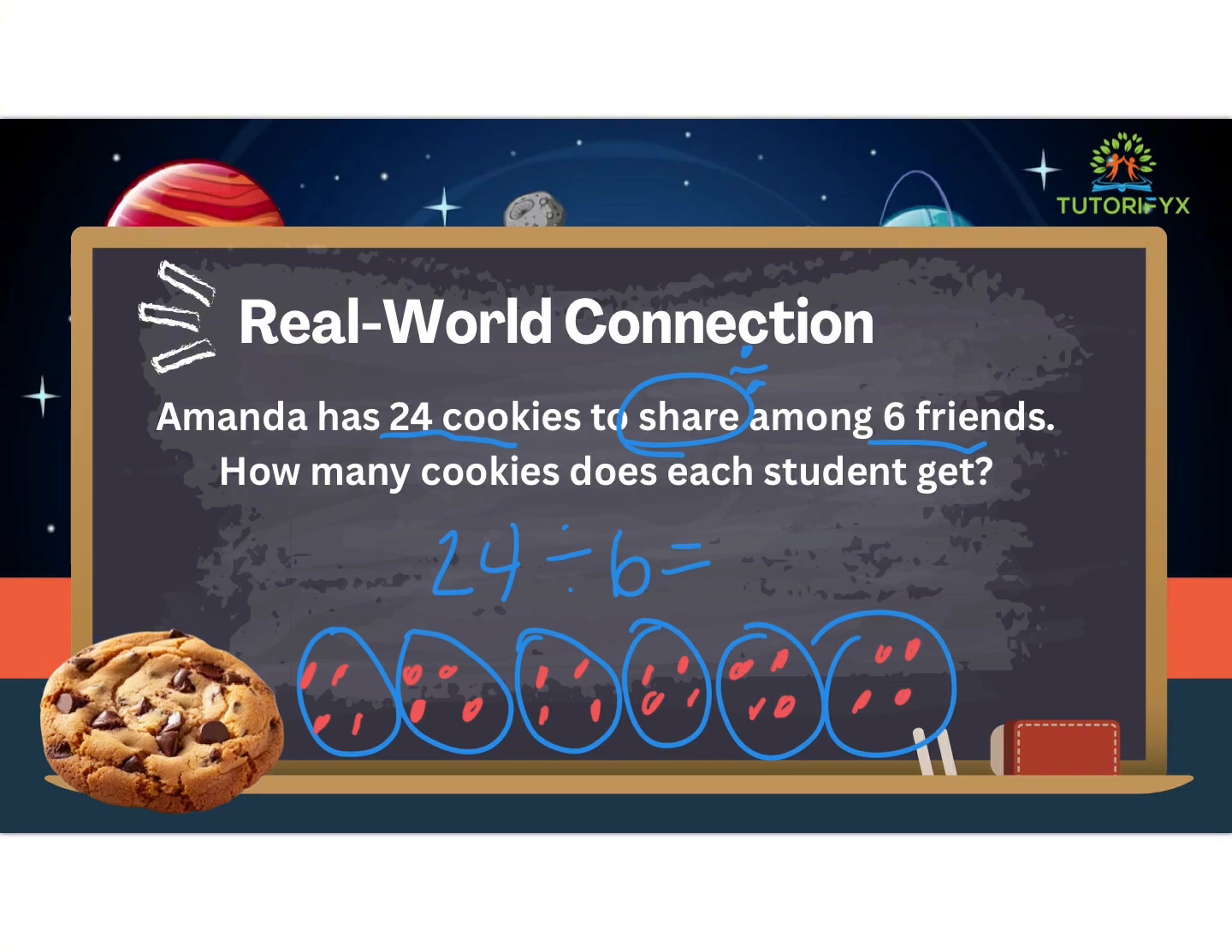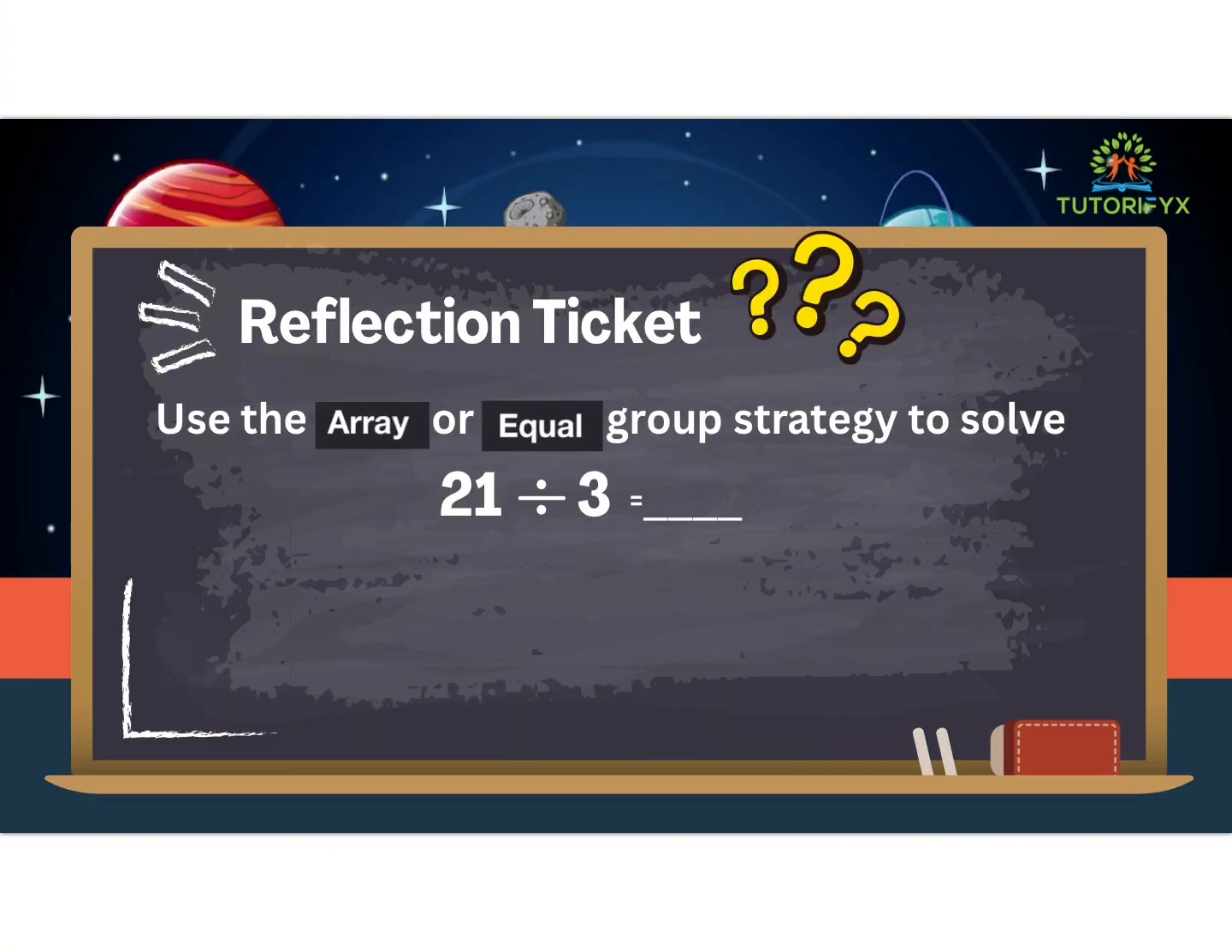I've reached my total. Now I just have to look at the groups to see how many each group has. And each group has 4. That's it, and that's all. Easy as that. We're going to finish off with a quick reflection ticket.